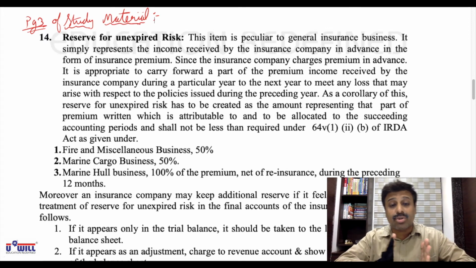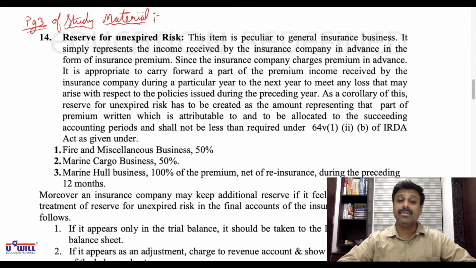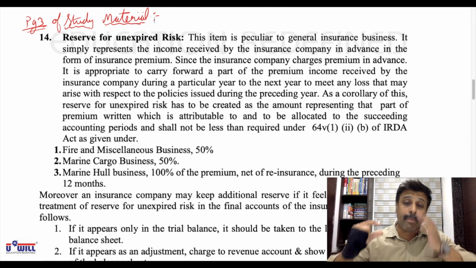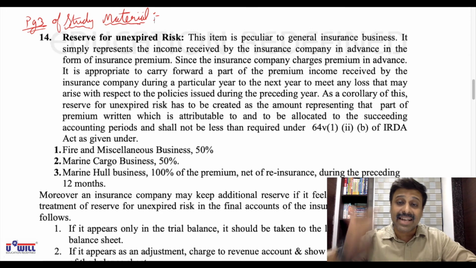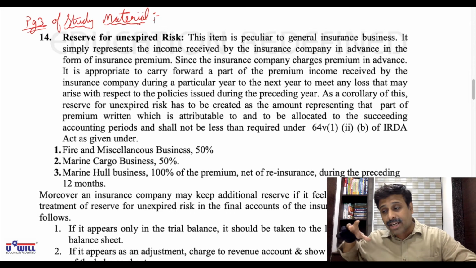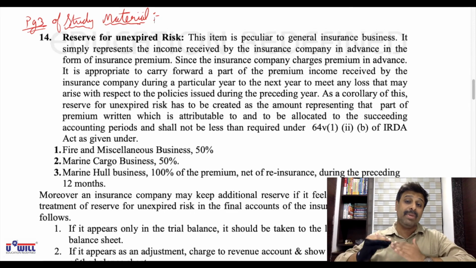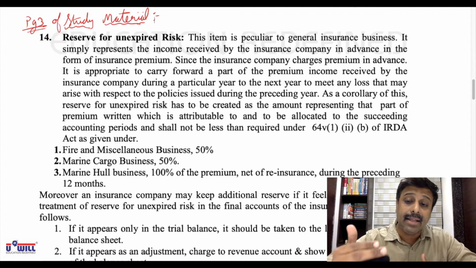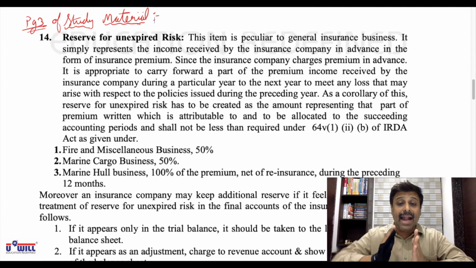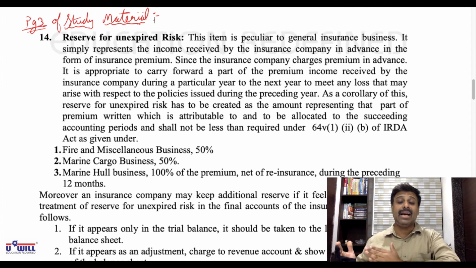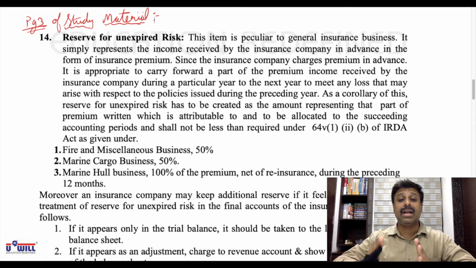Insurance company has to keep a reserve for that, because that compensation, if it arises in the next year, is related to this year. Policy was purchased in this year, but compensation the company may have to pay in the next year. That reserve kept aside for the unexpired risk is called reserve for unexpired risk.